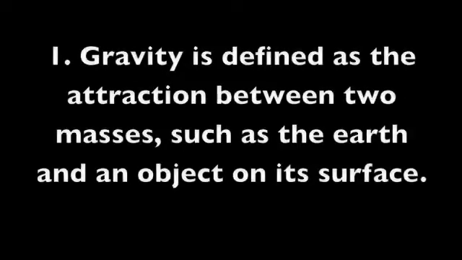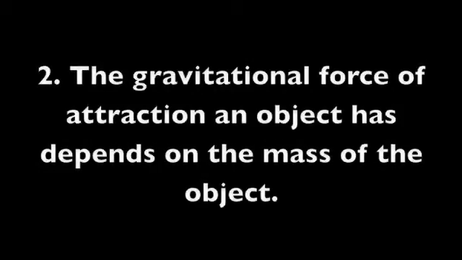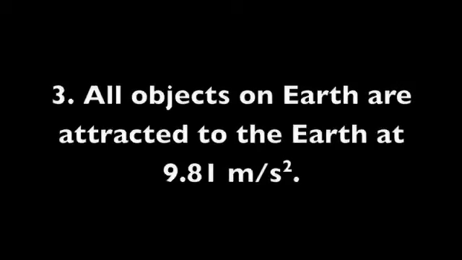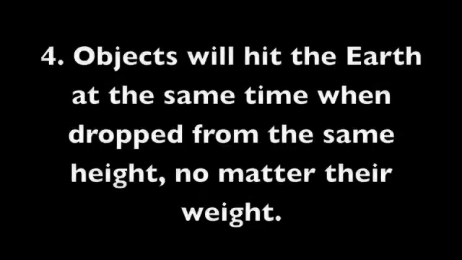Gravity is defined as the attraction between 2 masses, such as the Earth and an object on its surface. The gravitational force of attraction on an object depends on the mass of the object. All objects on Earth are attracted to Earth at 9.81 meters per second squared, or 1 g. Objects will hit the Earth at the same time when dropped from the same height, no matter their weight. Now that you are experts on what gravity is, go out there and watch it in action.